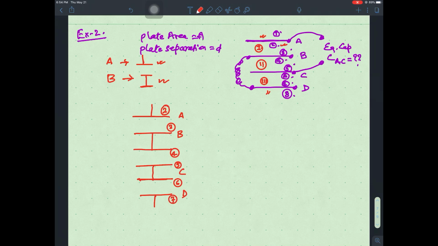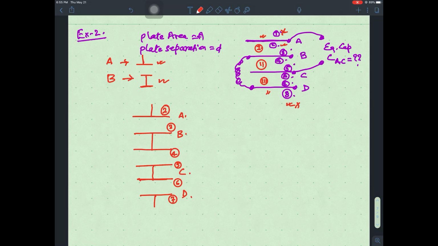Try to understand. It is a good question. If you do not pay attention, you will not be able to understand. So this is your plate A, this is your plate B, this is your plate C, and this is your plate D. The eighth surface is of no use, and the first surface is of no use. So we have understood in this way.